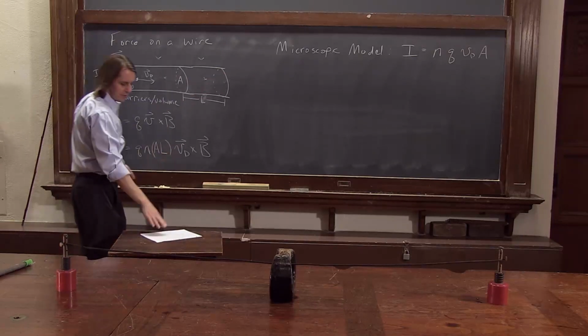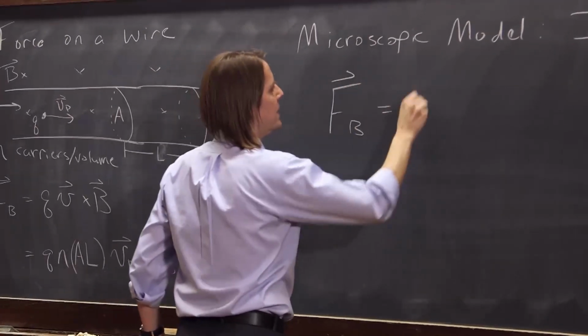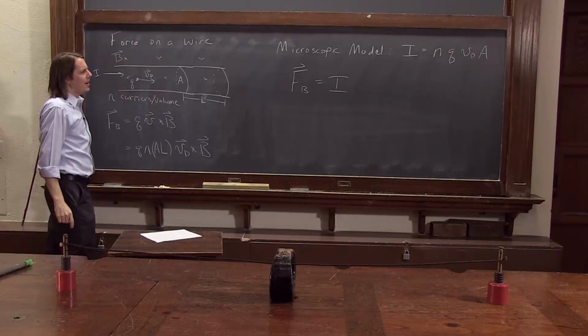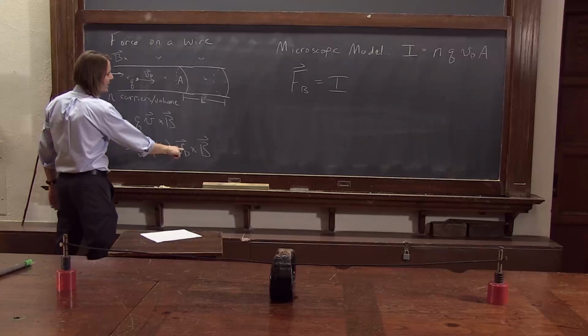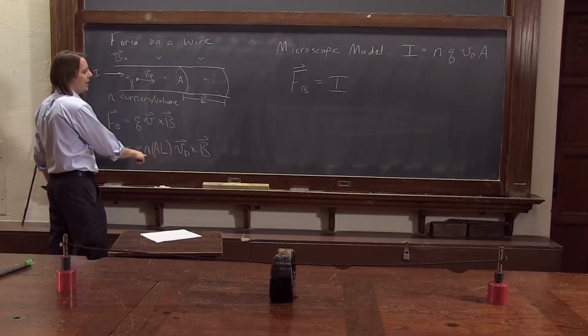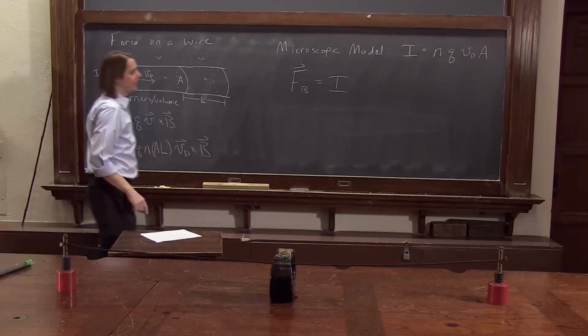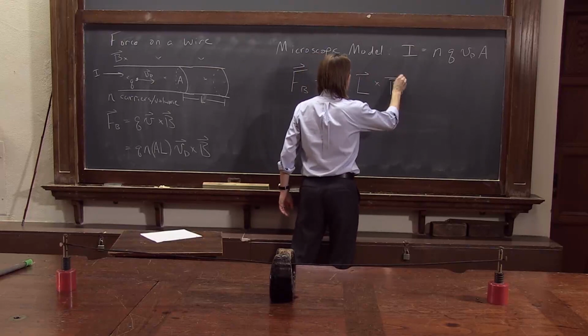So we can write this differently. We can write FB equals I. We pull the I out. That pulls out the n, the q, the A, and we're going to take the magnitude vd out and not make it part of the vector. We're going to write L as the vector: I L cross B.